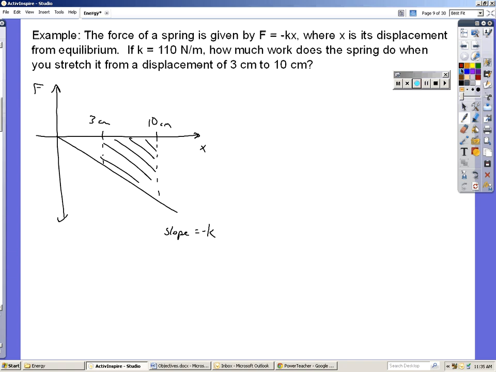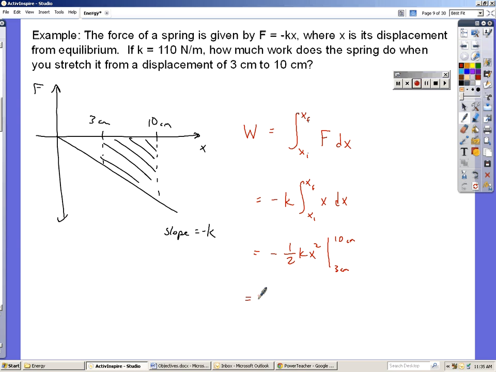And to find the work, we have to get the integral from initial to final position of F dx. So we get negative k, integral from xi to xf of x dx. Now that integral is easy to do. It's just 1/2 x squared. And then we have to evaluate it at 3 centimeters and 10 centimeters. But let's keep this in meters.